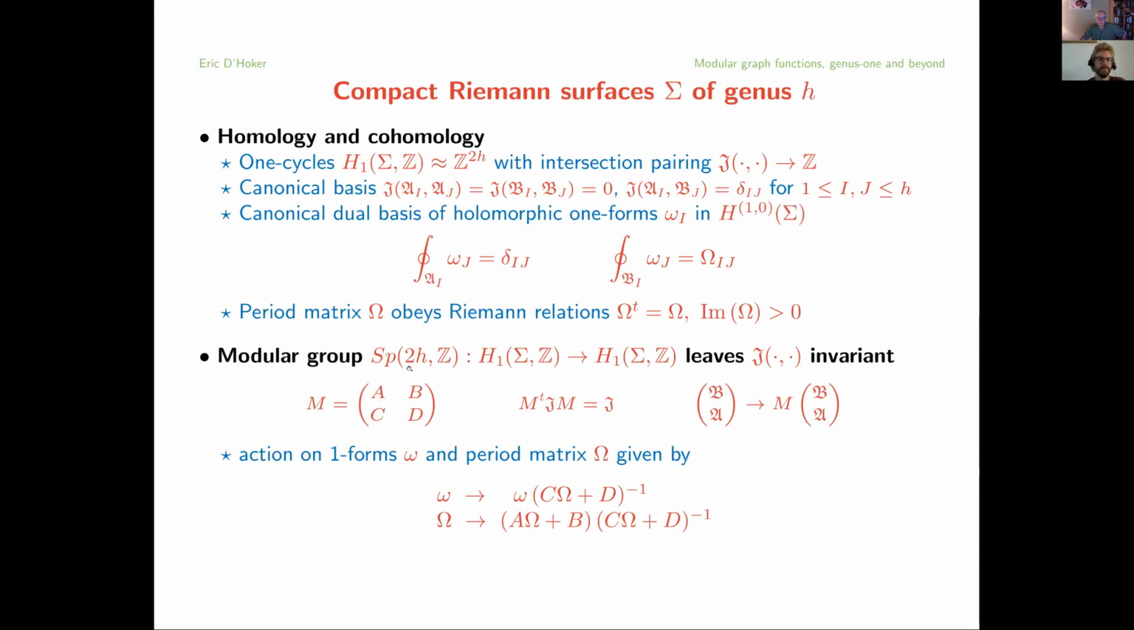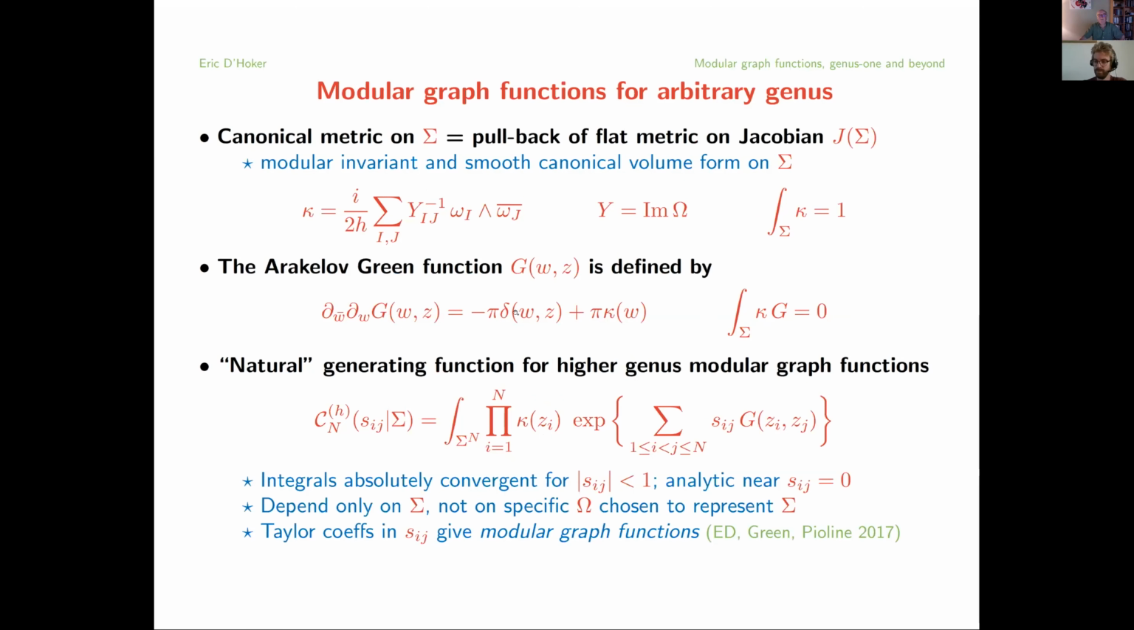The modular group is now the symplectic group that leaves this intersection pairing invariant. And so it has integer entries, and each matrix A, B, C, D is H by H, and it satisfies this symplectic condition. And the 1 forms and the period matrix transform like so. So how do we write down a Green's function and a measure?